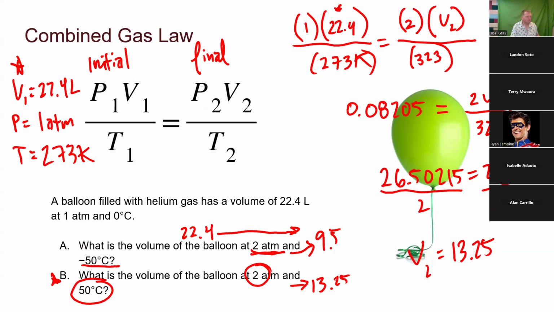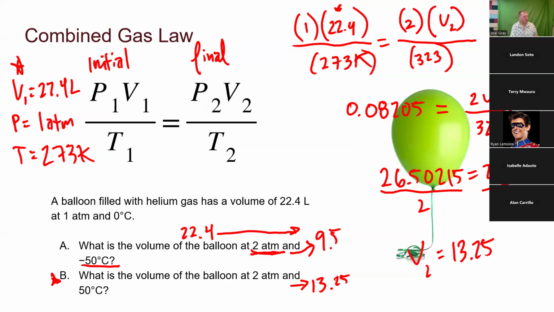This isn't a question where I'd be like, what do you think it is? Do you think it's 10? Do you think it's 11? Do you think it's 13? What's the new volume? This is instead like, let's just look at this. Let's plug the numbers in, see where it gets us. Our volume goes from 22.4 to 9.5.